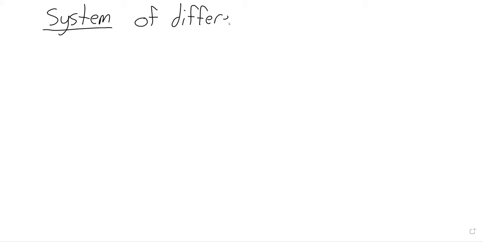Okay, so this is another one of those lectures where the lecture might not run super long, but the material is extremely important. So we're going to introduce the idea of a system of differential equations. And then from this point on, this is basically all we'll be studying in this class.